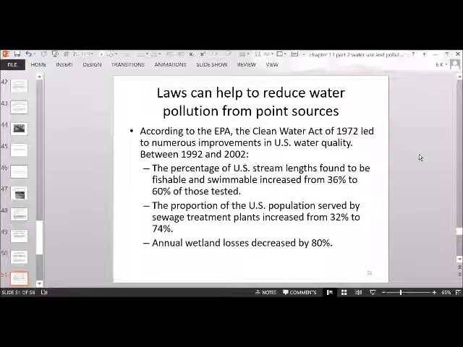According to the EPA, the Clean Water Act of 1972 led to numerous improvements in US water quality. Between 1992 and 2002, the percentage of US stream lengths found to be fishable and swimmable increased from 36% to 60% of those tested. The proportion of the US population served by sewage treatment plants increased from 32 to 74%, and annual wetland losses decreased by about 80%.